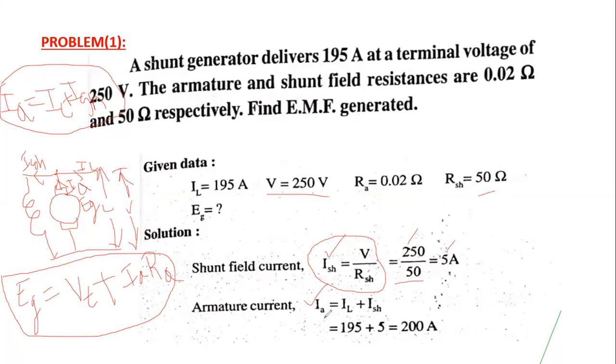Then we calculate the armature current IA. Therefore IA is equal to IL plus ISH. IL is the load current, that is 195 amperes, plus ISH, which is 250 by 50, that is 5 amperes. Therefore IA is equal to 200 amperes. This is the armature current IA, and this is the shunt field current ISH.